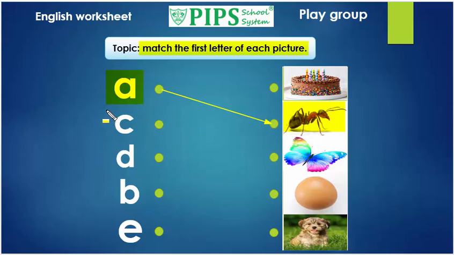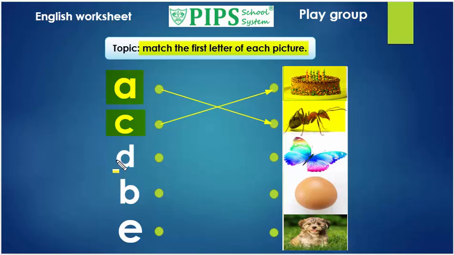The second letter is C. This is a lowercase letter C, sounds like K. Let's learn which thing begins with the letter C. K. Cake. So we will match the letter C with cake like this.